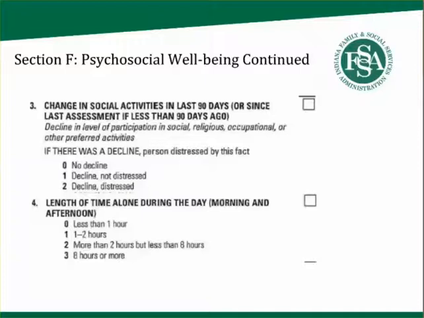F3 is recording the change in social activities in the last 90 days. The case manager will be able to further evaluate and compare every 90 days the individual's level of social activity participation. F4 is the length of time alone during the day, that is during the morning and afternoon. The case manager will be discovering the actual time during a day the individual is left alone. And this isn't usually due to a cognitive impairment. It's just the length of time that they're alone regardless of any kind of impairment.